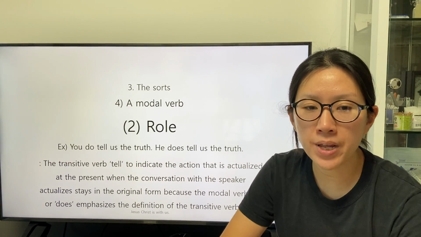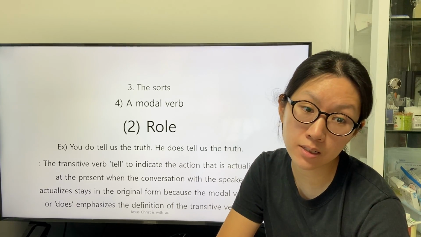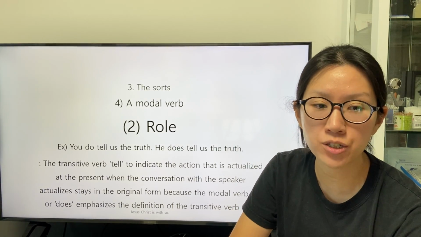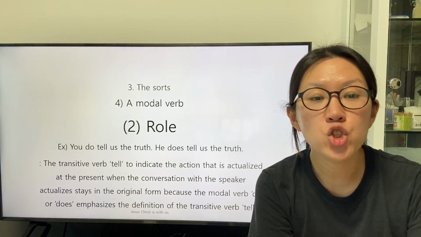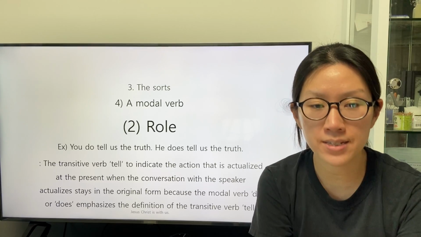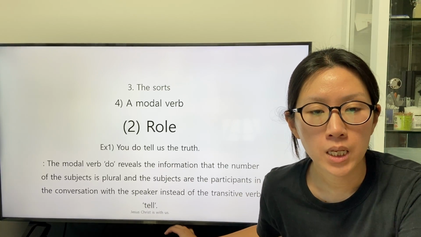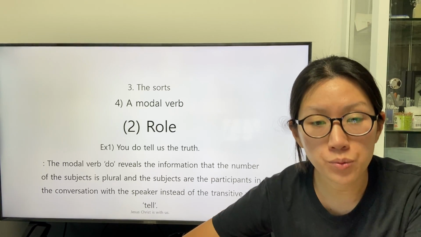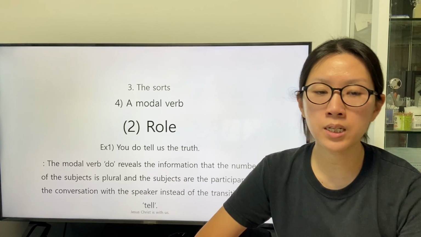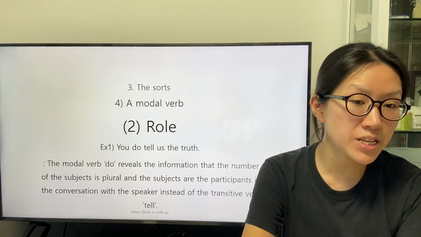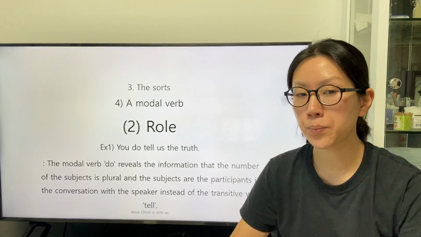The transitive verb tell, to indicate the action that is actualized at the present when the conversation with the speaker actualizes, stays in the original form because the modal verb do or does emphasizes the definition of the transitive verb tell. The modal verb do reveals the information that the number of the subject is plural and the subject or the participant in the conversation with the speaker, instead of the transitive verb tell.